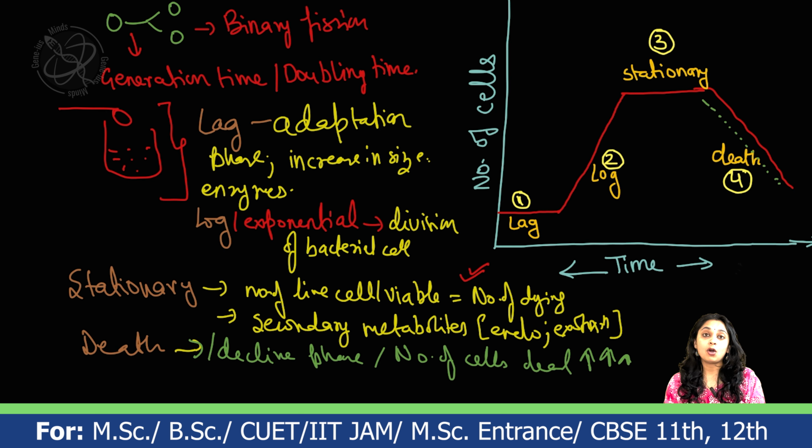So this is all about the bacterial growth curve where we have seen the lag phase, log phase, stationary phase and the death phase. With this, the bacteria complete their division.